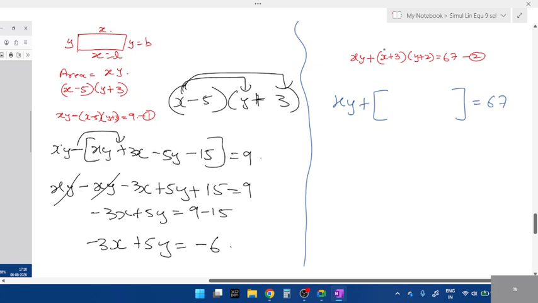Okay, what do you get here, students? When you multiply x with both, you get xy plus 2x, plus this 3 with both, 3y plus 6. Plus into plus is plus, 3 twos are 6. So xy plus 2x plus 3y plus 6. 6 goes to the other side, right?